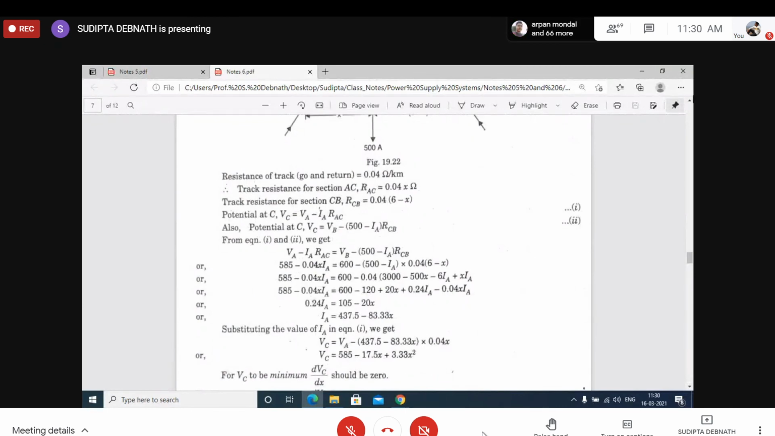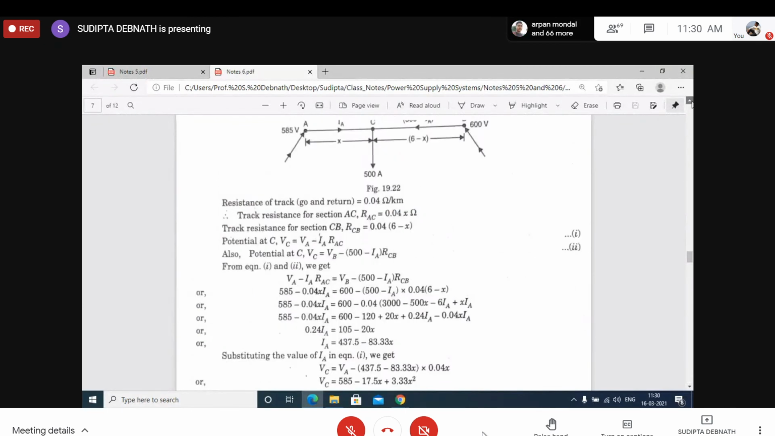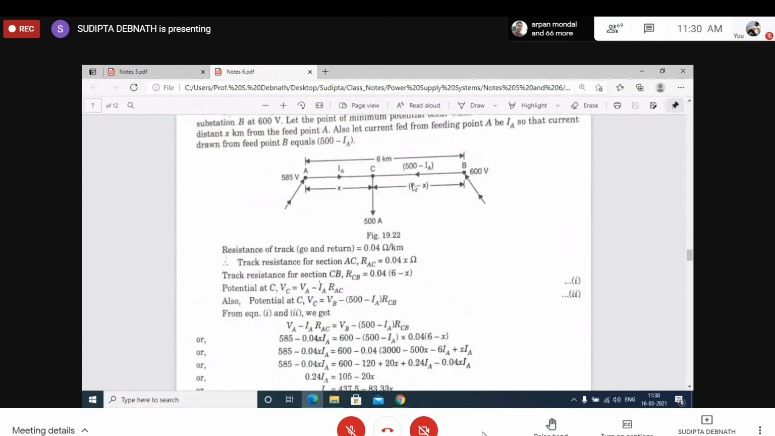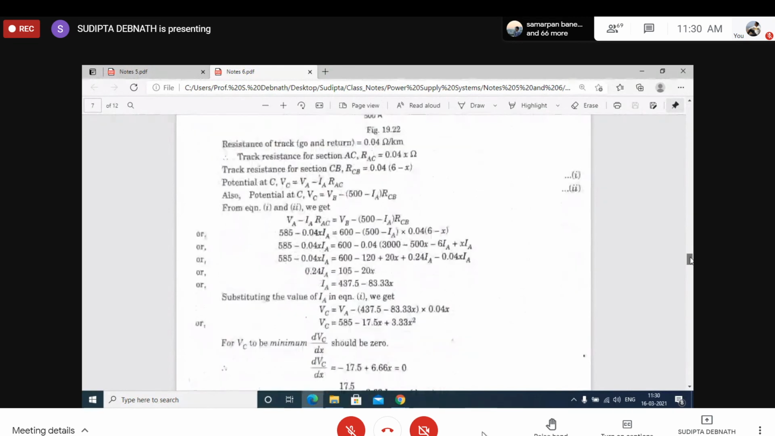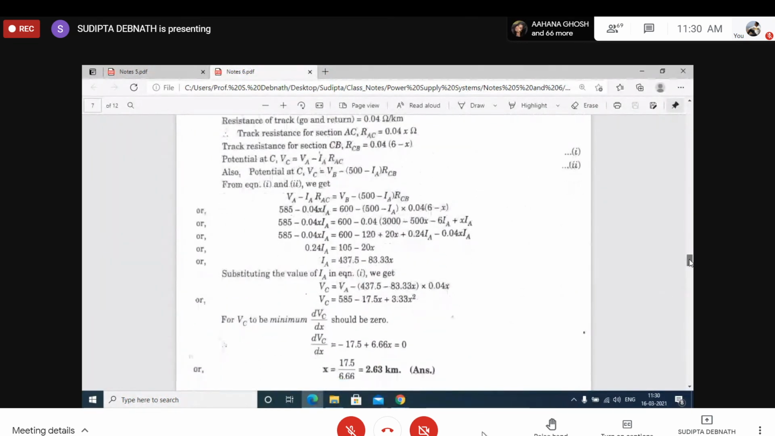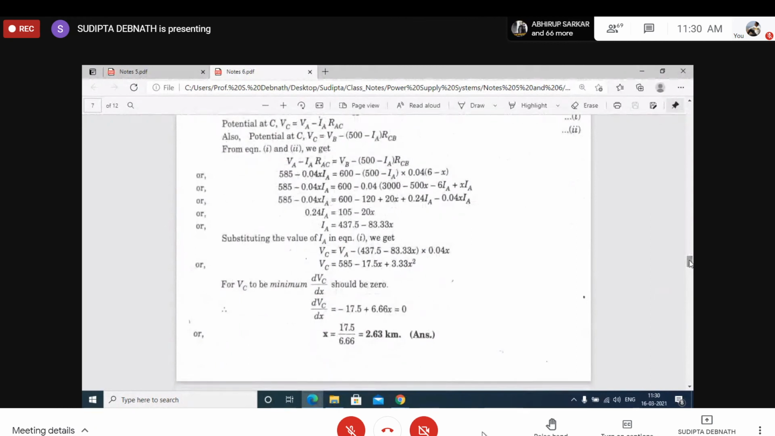What will be VC? VC will be this one. And what is the condition? We are finding out the point of minimum potential. For VC to be minimum, we have to differentiate it with respect to x. Then only we can find out the point of minimum potential x.